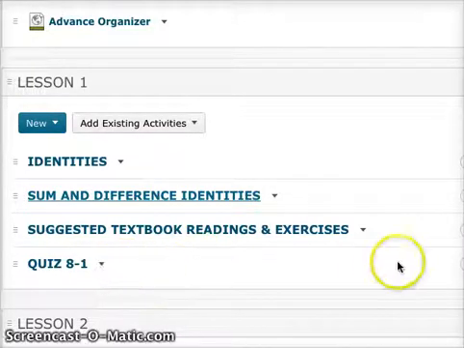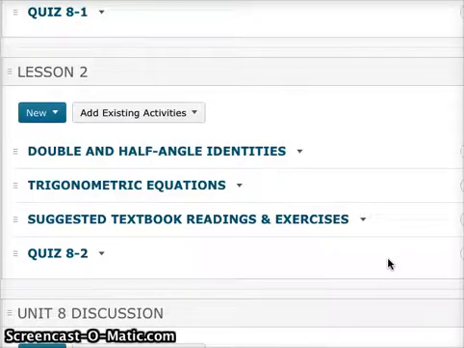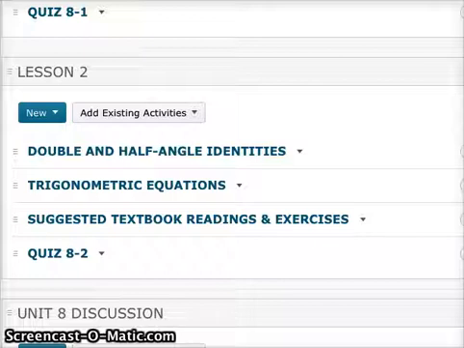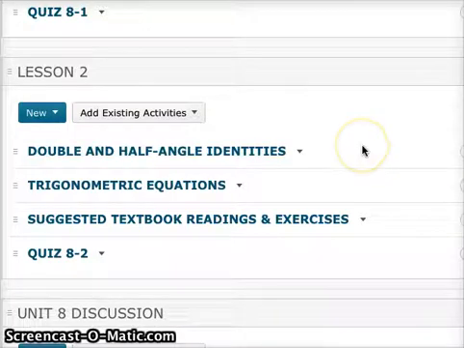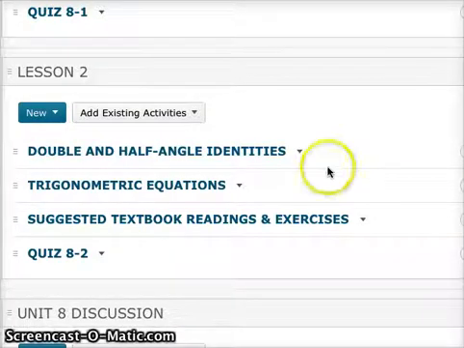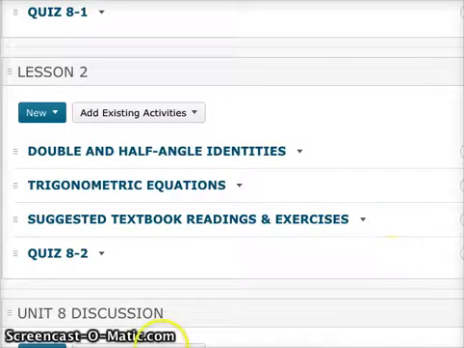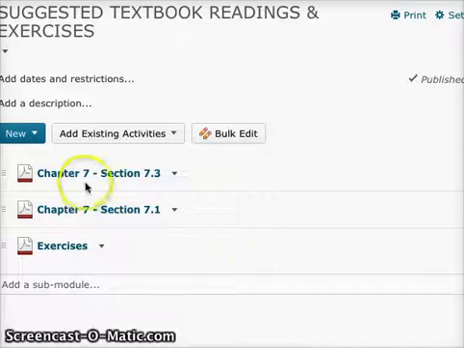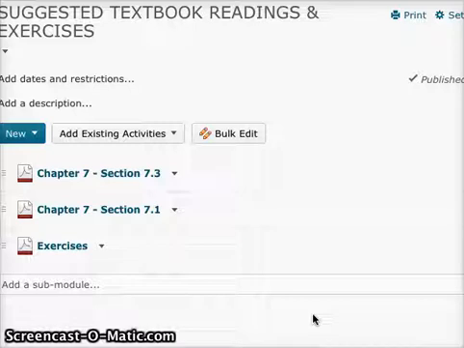All right, let's take a look at that second part. On 8.2, remember the second lesson in Unit 8, this is where we talk about the double and half angle identities and solving trig equations. And again, you have this textbook situation here. So remember, in the reading for 8.2, it's telling you what sections of the book to go to. We have a student that bought the book and received the book. We have folks that are reading from the PDF copy of the book. So all of that is good.